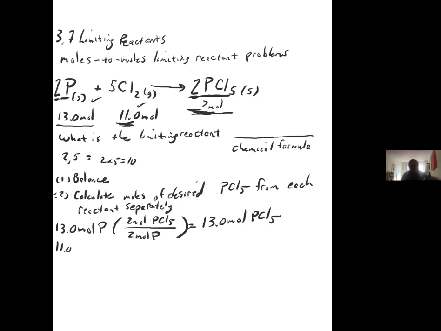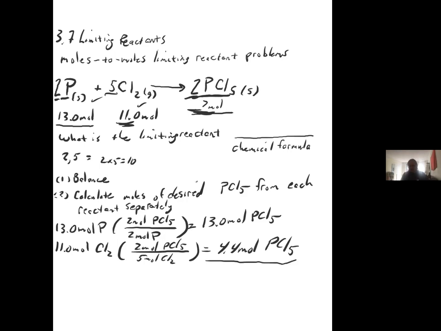11 times 2 divided by 5. Now what you get here is 11 times 2/5. So that's 11 times 0.4, which is 4.4. So now you have 2 answers. And the question is, which one's right? Maybe they're both right. Maybe they're both wrong. Who knows? What do you do?